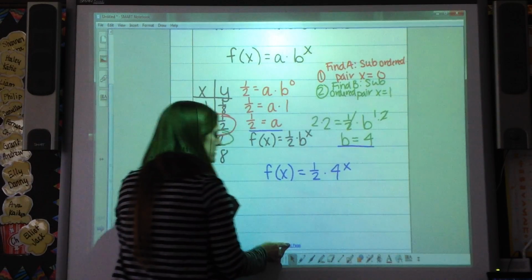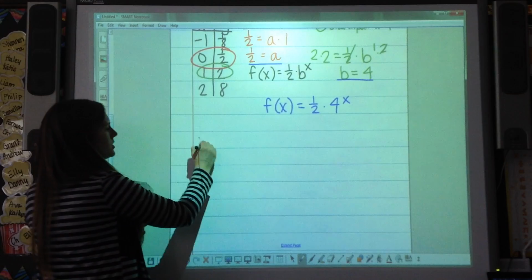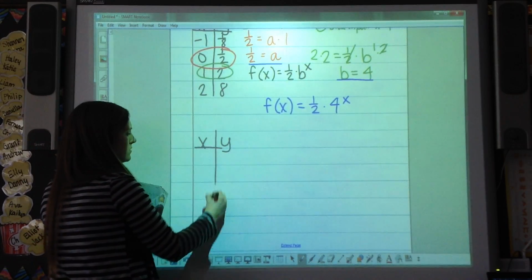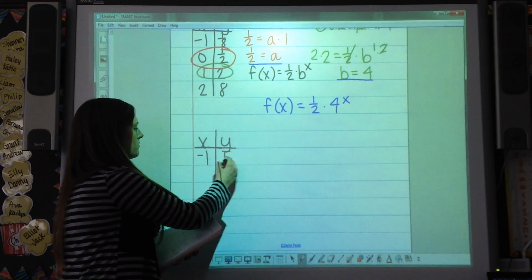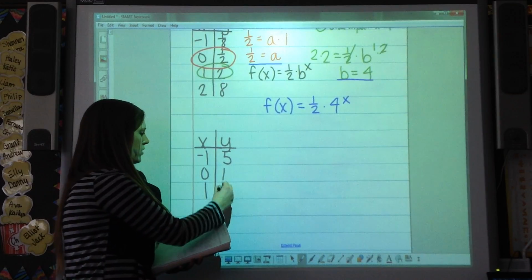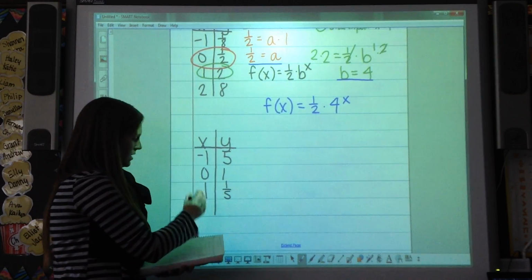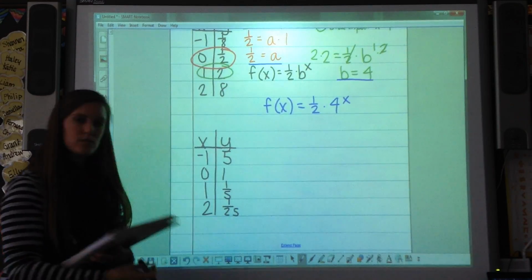You're going to try this, and you're going to write a function for these ordered pairs. -1, 5, 0, 1, 1, 1/5, and 2, 1 over 25. Push pause and try that now.